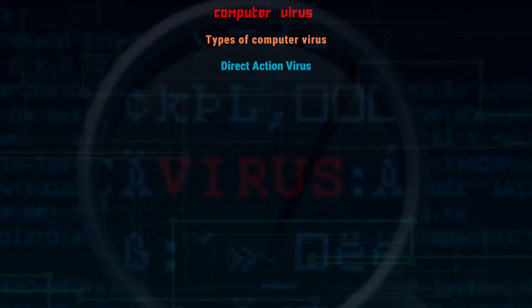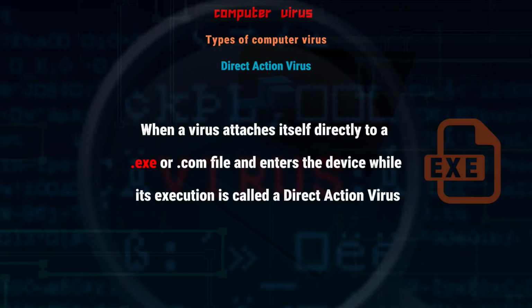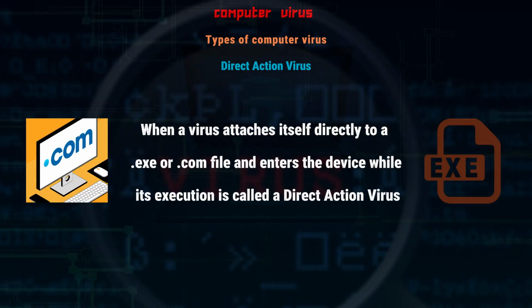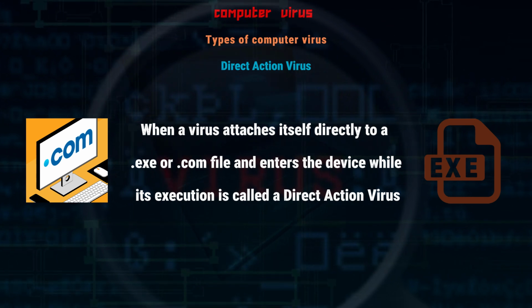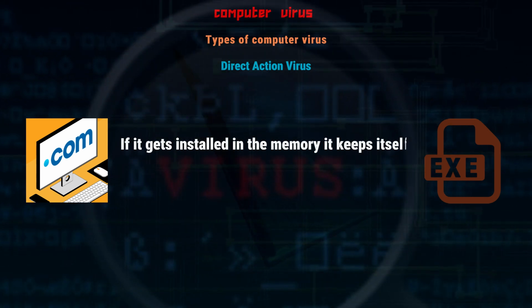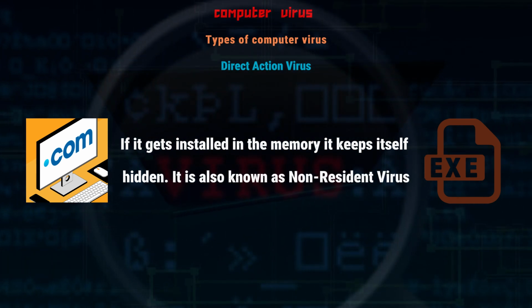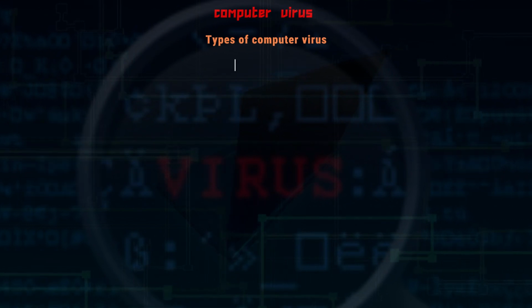Direct action virus. When a virus attaches itself directly to a .exe or .com file and enters the device while its execution, it is called a direct action virus. If it gets installed in the memory, it keeps itself hidden. It is also known as non-resident virus.